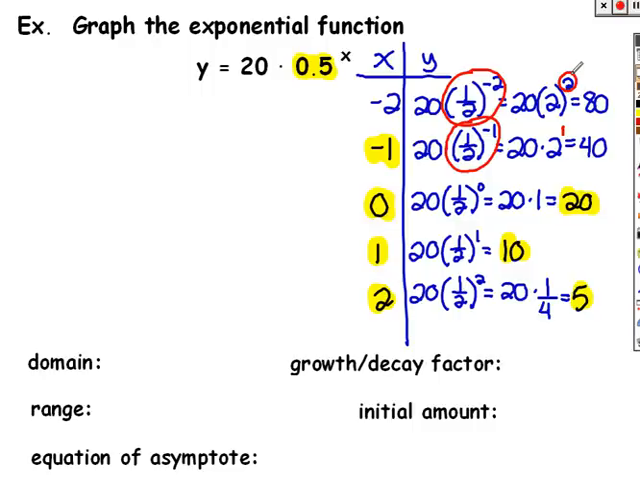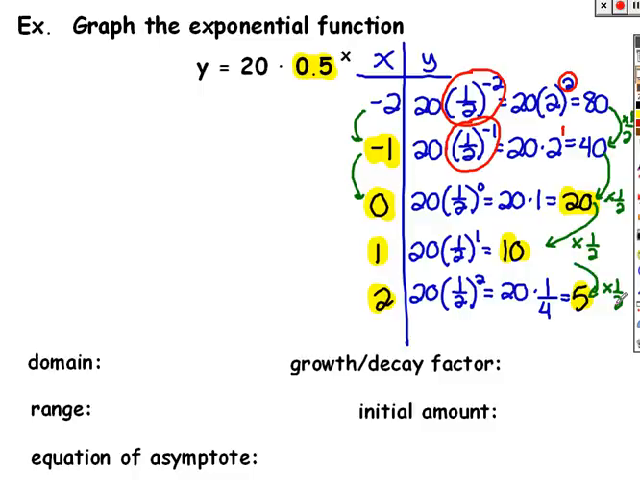Then how do I know my table's correct? Well, if you look, what's happening? As x increases by 1, the y value is actually being multiplied by 1/2. So here's the exponential behavior, repeated multiplication. So it's not like a linear function where I'm adding a certain amount. The exponential function, you're multiplying the y's over and over and over by a certain amount. That's kind of the big punch here.